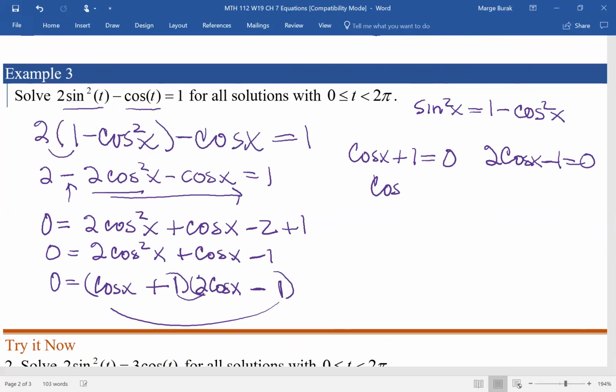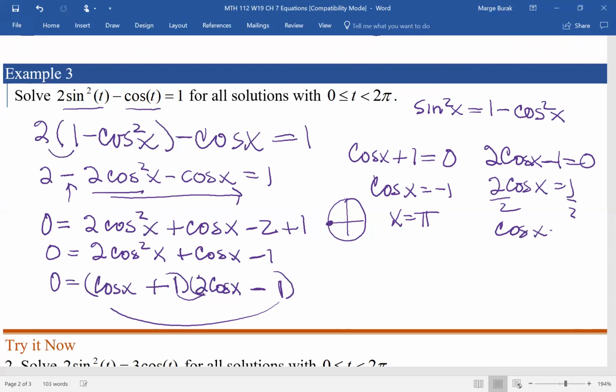And then we've got cosine x equals -1, and that's going to be right here, so x equals pi. And then we've got 2 cosine x equals 1, divided by 2, or cosine x equals 1/2, and my positive cosines are over here. 1/2 gives me the high and the low, which is pi over 3 and 5 pi over 3. So our t in this case would be pi over 3, pi, and 5 pi over 3.